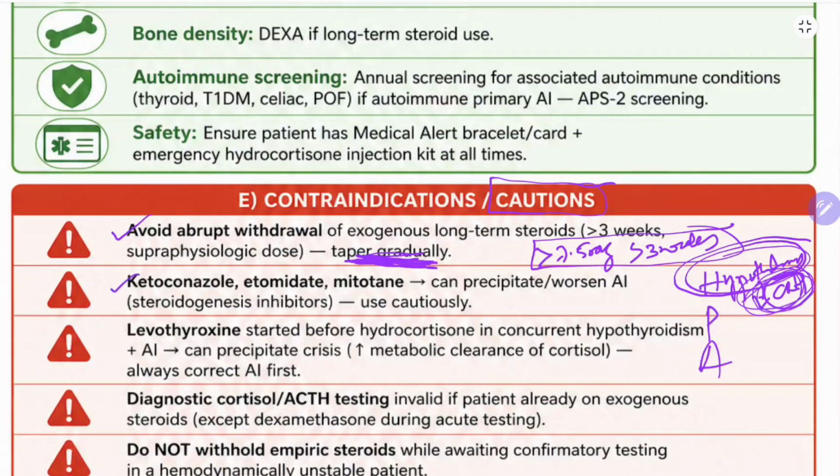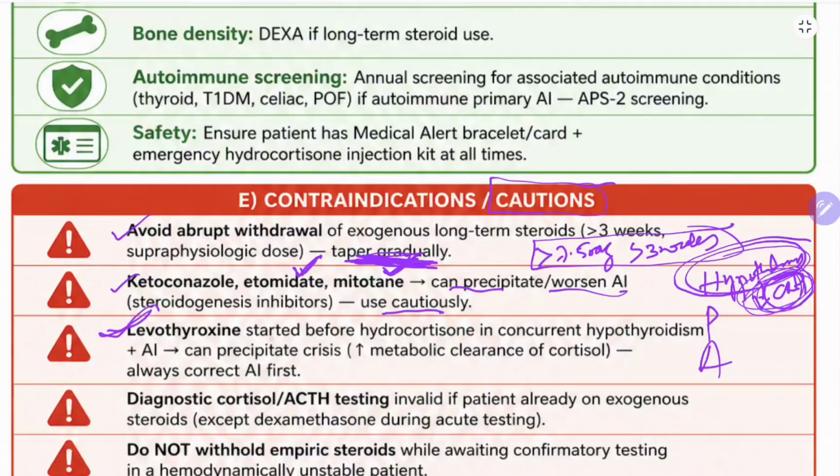Drugs like ketoconazole, etomidate, which is an induction agent in anesthesia, and mitotane, which causes necrosis of the adrenal gland. It is used in adrenal hyperplasia or adrenal carcinoma when surgery is not appropriate for the patient. These can precipitate or worsen AI. That's why they should be used cautiously. This is a very important point.